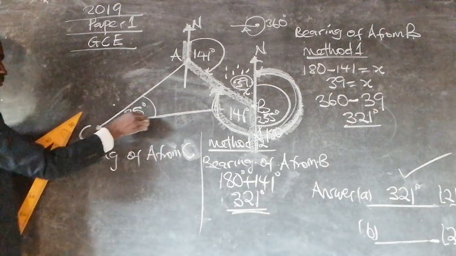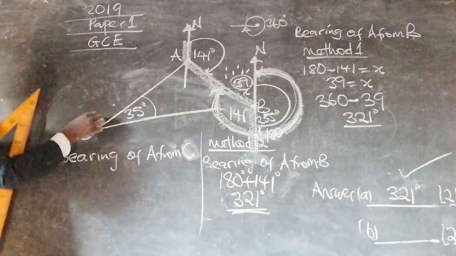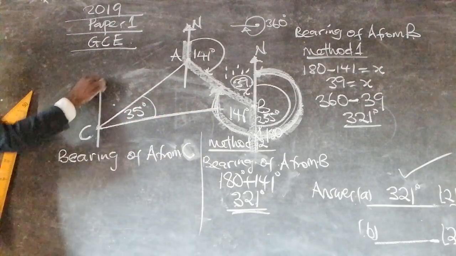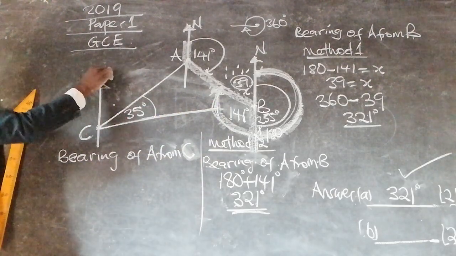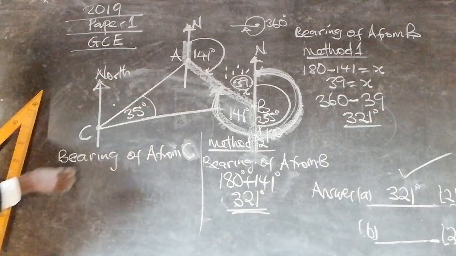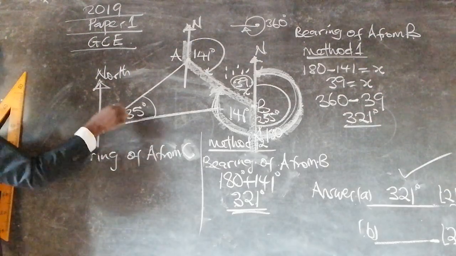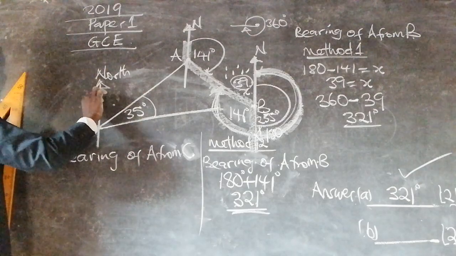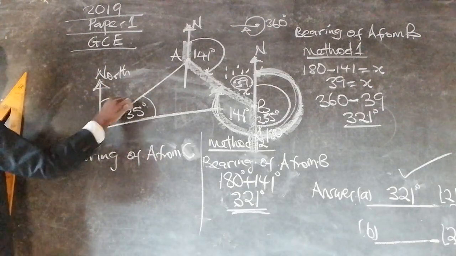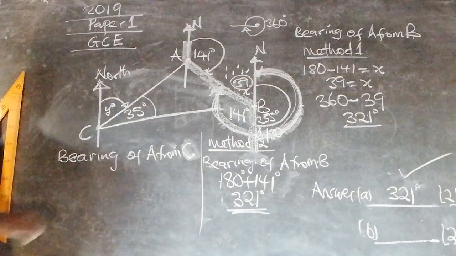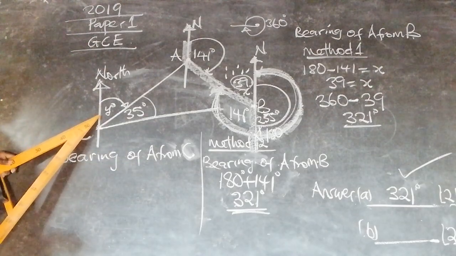This time around, you need to be very, very careful. So we are going to draw a true north at C. I'm sure this is the true north at C. What bearing do we want? A from C. So from A from C, just movement from there to there. This is the bearing of A from C. Let's represent it by Y.